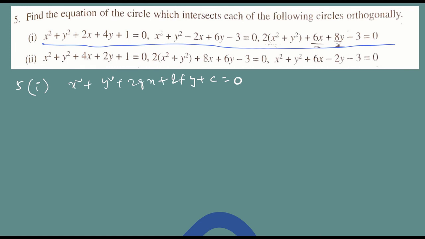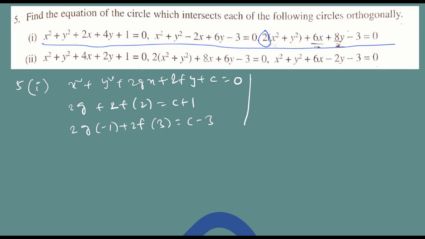So applying the condition, I have 2g' plus 2f' is equal to c plus c'. And also in the third case, I want you to observe that you have a 2 there. So before I do anything, first I have to put it in the standard form, that is coefficients of x square and y square to be 1. So I'll get x square plus y square plus 3x plus 4y minus 3 by 2 equal to 0.